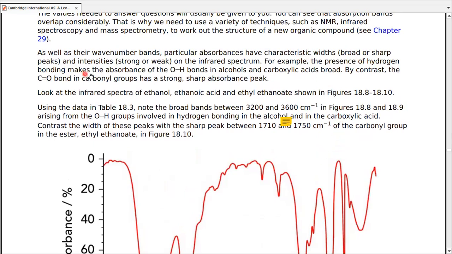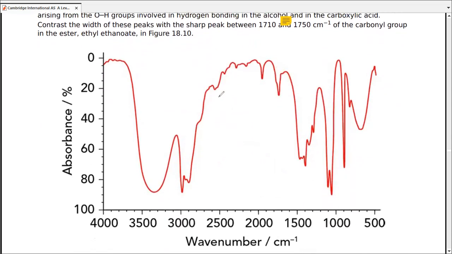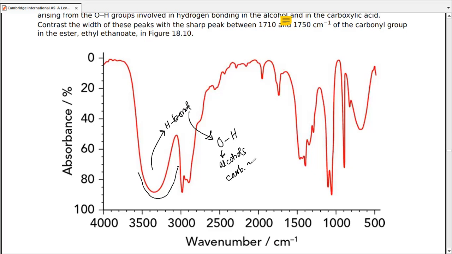For example, the presence of hydrogen bonding makes the absorbance of OH bonds in alcohols and carboxylic acids broad. This is a very good idea that they have given. It's going to help you with the papers. If the peak is broad, that's probably because of hydrogen bonding. Now, the hydrogen bonding specifically tends to occur between OH, and that OH exists in alcohol functional groups, and that also exists in our carboxylic acid functional group. Now, this may also happen to NH groups, and the NH can have a different presence in different functional groups. Maybe it's a part of an amine.